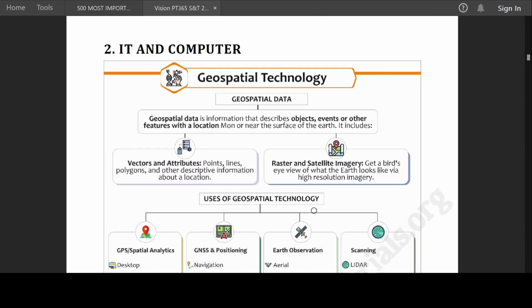Second topic, IT and computer. Geospatial technology. Geospatial data is information that describes objects, events, or other features with a location on or near the surface of Earth. It includes vectors and attributes, that is, points, lines, polygons, and other descriptive information about a location. And raster and satellite imagery get a bird's eye view of what Earth looks like via high resolution imagery.